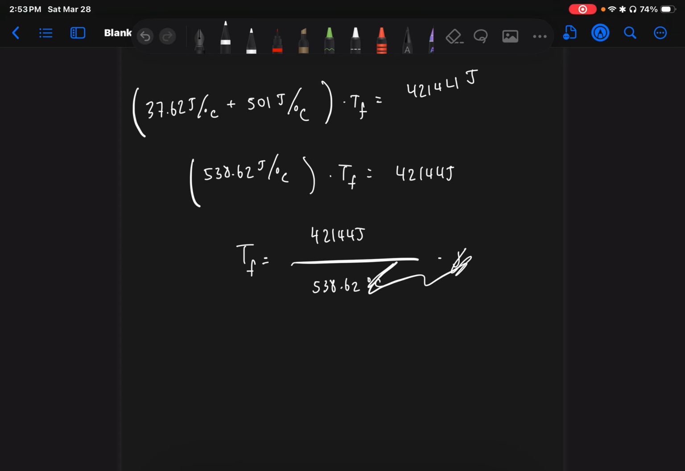Divided by joules, there you go. This should be the last. That gives 78.2 degrees Celsius. Boom, that's the answer.